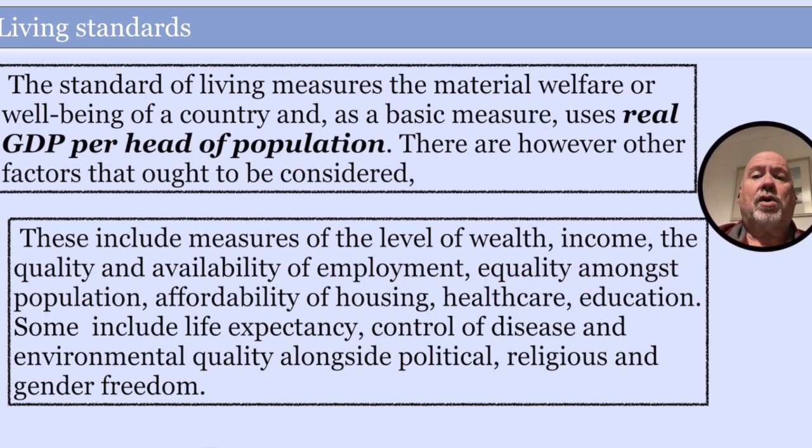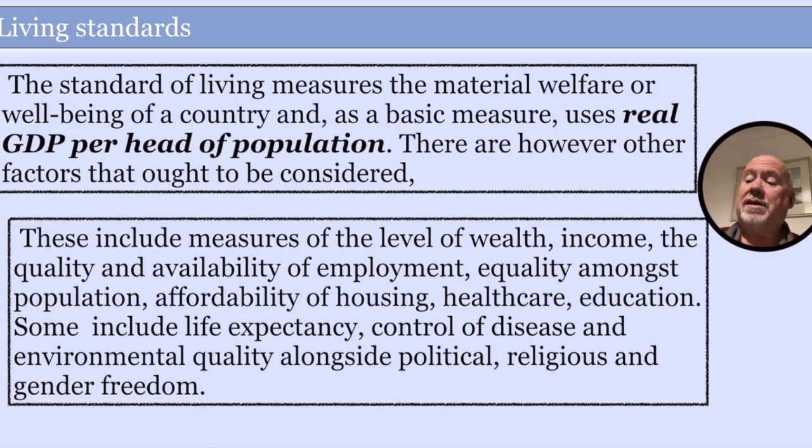We should be talking about equality amongst the population. It's no good if we produce the goods and then just one or two of us get it. Okay, the affordability of housing, healthcare, education. Some include life expectancy and disease control. A big one is environmental quality and the freedoms that we get in the economy. We're going to look at those in a lot more detail. This is just giving you a broad overview at the moment to say, well, living standards, we've got to start with real GDP per head of population.